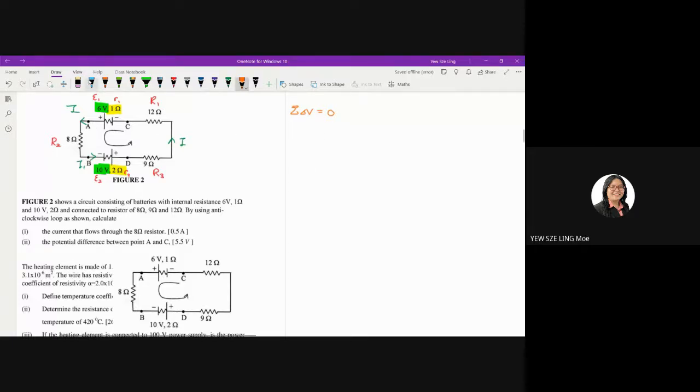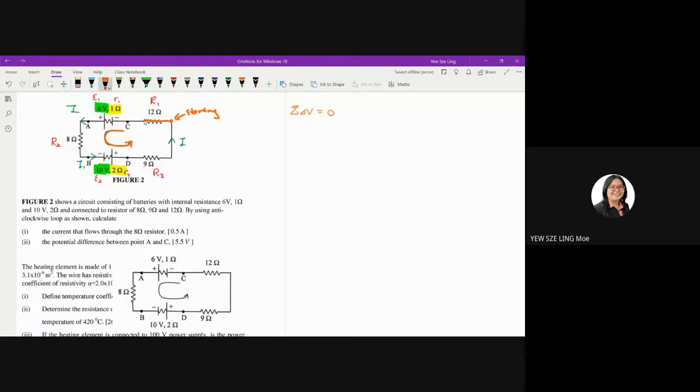And then, let us start from one point. Choose a point and begin from there. Let us choose here. This will be my starting point. The loop given is in the anti-clockwise direction, so I'm going to travel in the anti-clockwise direction. Starting from this point, I travel anti-clockwise.